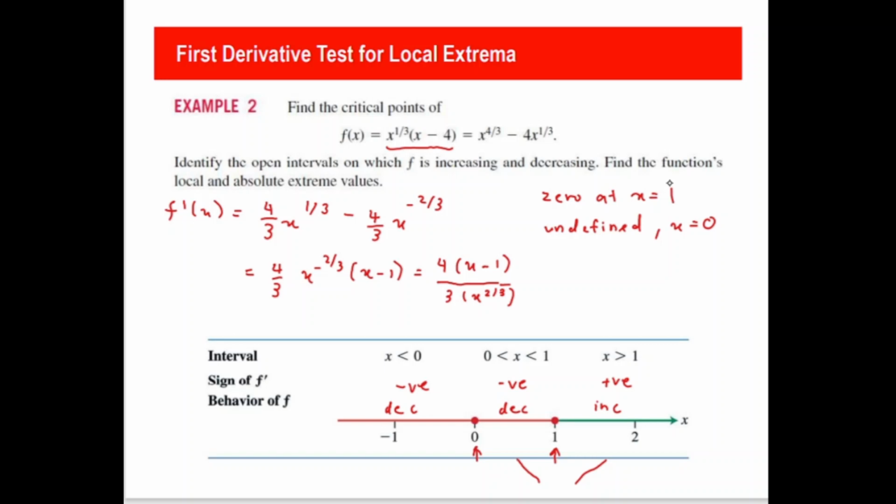The value of the local minimum is f(1). You can plug in the values and you will get that it is equal to negative 3. This is also an absolute minimum value, since f is decreasing from negative infinity to 1 and increasing on 1 to infinity, for the whole domain. We can also notice that the limit as x approaches 0 of f'(x) is negative infinity. So the graph of f has a vertical tangent at the origin.